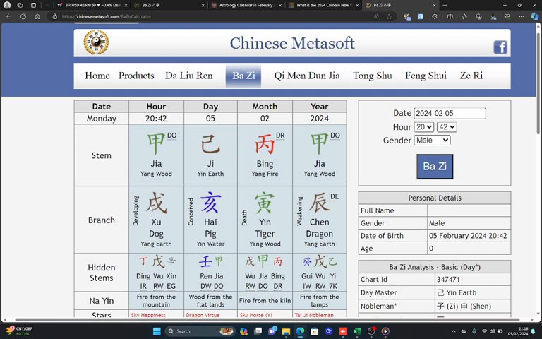Blue is for water, brown is for earth, green is for wood, red is for fire, and silver is for metal. And also it's written there with small letters as well. So once you cast your Bazi chart, have a look here on the day branch what element you've got.